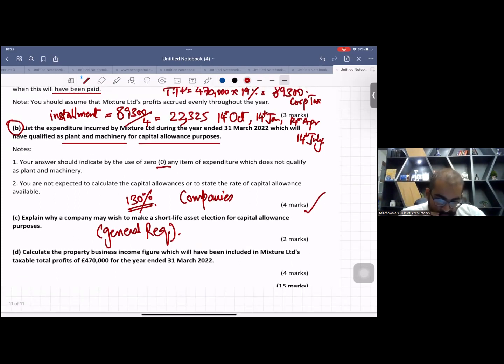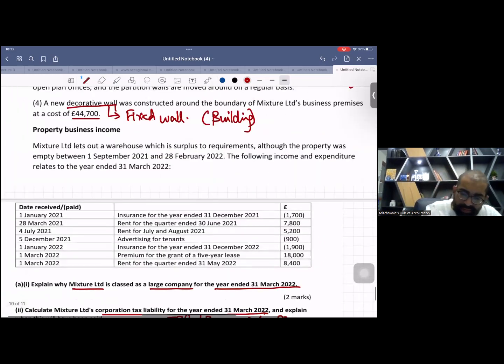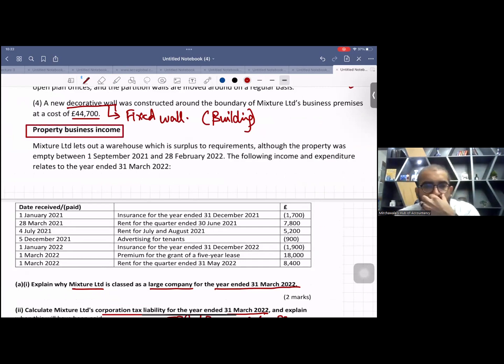Now, next, the last thing is property business income. Look here, property business income. I have a question from all of you.